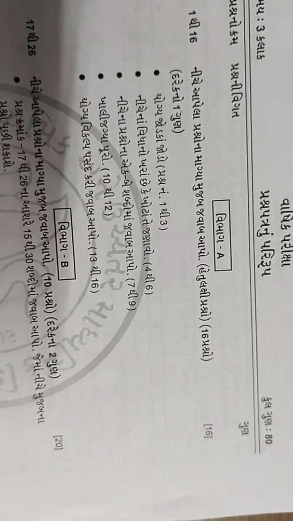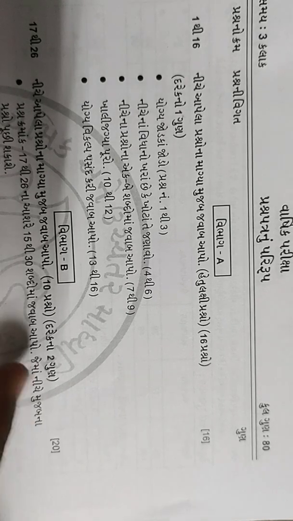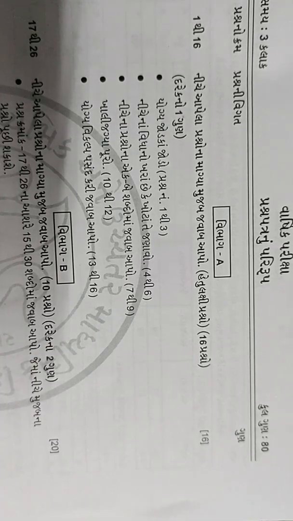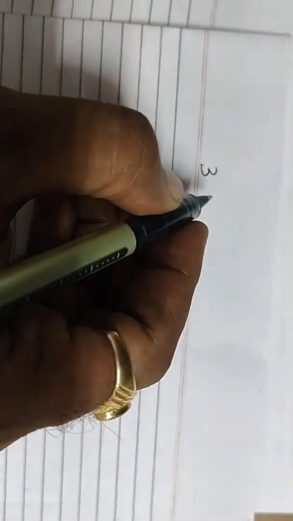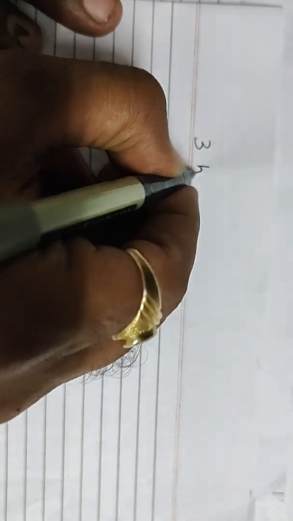how to complete the paper. Based on what I explained about the sections, let's discuss how you are able to complete the paper. We have a total of 3 hours, that is 180 minutes.